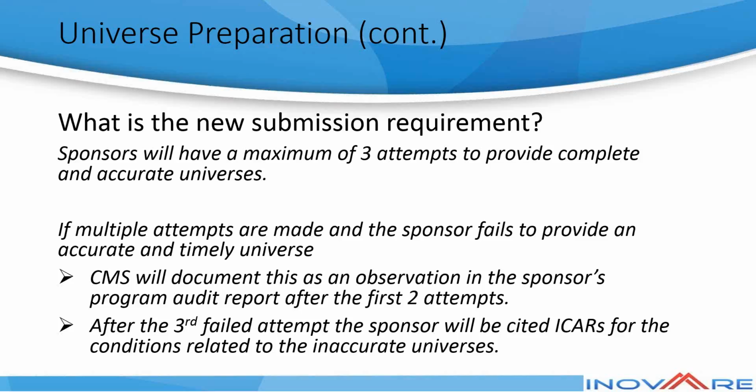The 3-strike policy for failed universe submission starts with the resubmission of the universe without corrective action, moves to the issuance of an observation, and finally an ICAR for every condition that could not be tested in the universe. So again, you've only got 3 shots to get it. The first time, they'll let it go. After the second time, they will note on the final report, as an observation, that you were not able to provide the correct universe after 2 attempts. If you have the misfortune of having a 3rd attempt fail, then the sponsor will be cited with an ICAR for the condition related to the inaccurate universe.